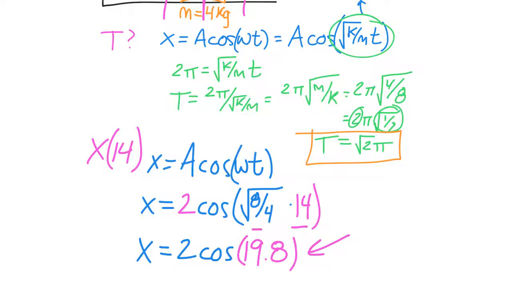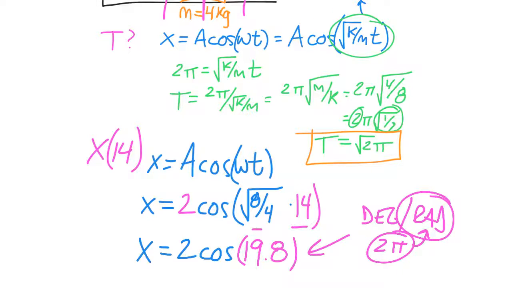Are we going to use degrees or radians when we solve for our cosine? Well, remember, we've been saying that this thing repeats every 2 pi. So we're talking about radian values. So make sure you have your calculator in radians. And when I do this, I get x equals 1.16 meters.